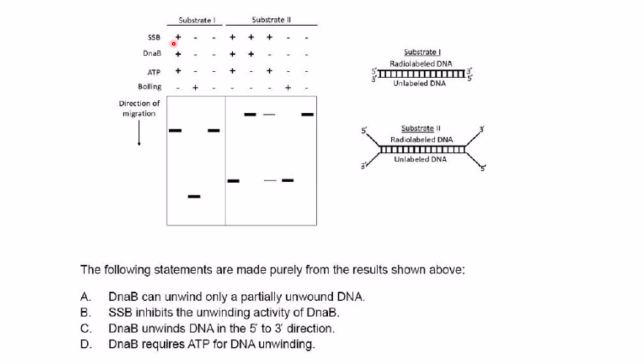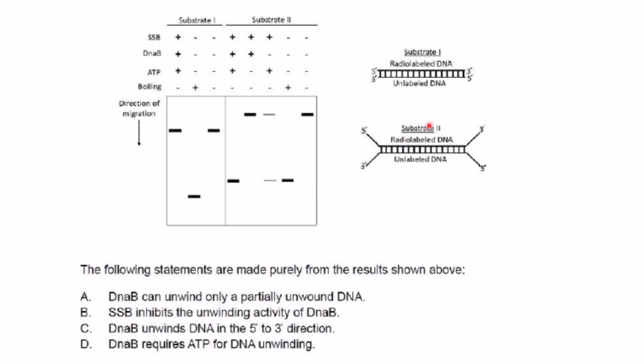Now you see the first lane. You add single stranded DNA binding proteins, DnaB and ATP also, but you don't boil. It doesn't separate into single strands. It is found in the double stranded form itself. So even upon addition of DnaB and ATP, there is no unwinding of the DNA in case of substrate 1. Okay, fully wound DNA.